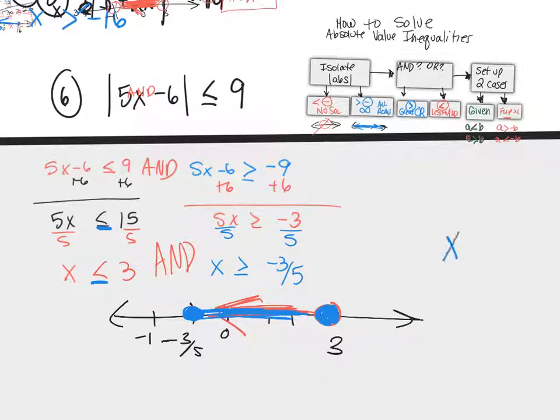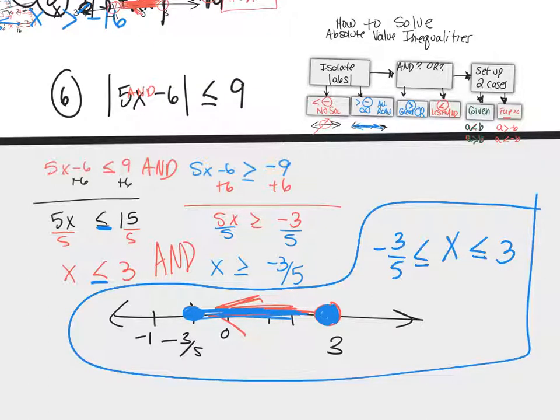And to write x between those two numbers, literally it's negative 3/5, x, and 3. So negative 3/5 less than or equal to x, which is less than or equal to 3. That's the whole question.